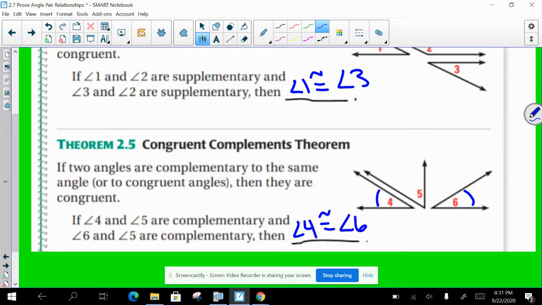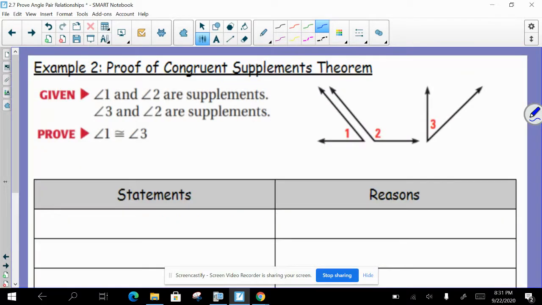All right. So let's go ahead and prove those. So we're going to prove the congruent complements theorem. And I believe that you proved the congruent supplements theorem. Oh no, sorry, we're proving the congruent supplements theorem. You proved the congruent complements theorem in your homework. All right, so angle 1 and 2 are supplements. Angle 3 and 2 are supplements. We want to prove that angle 1 and 3 are congruent.